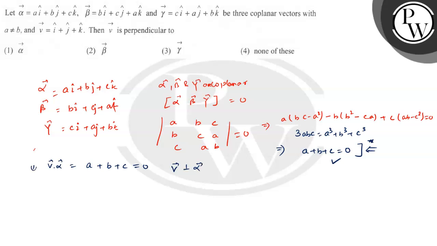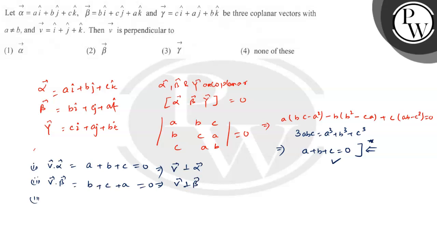Now cross checking, v vector dot beta vector: i cap times b i cap, that is b, j cap times c j cap, that is c, and k cap times a k cap, that is a. So again a plus b plus c, that is equal to 0, implies v vector is perpendicular to beta vector.